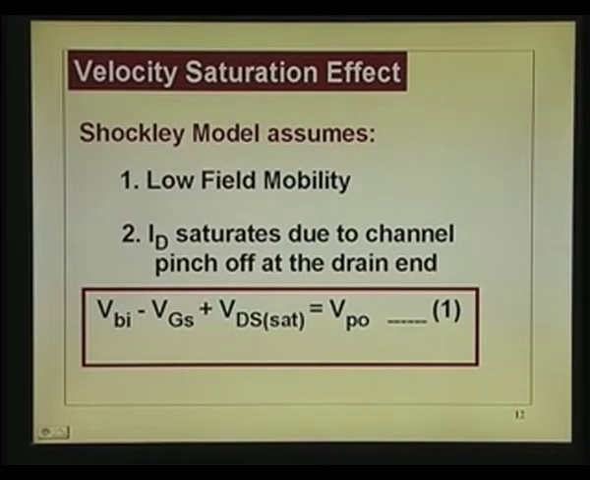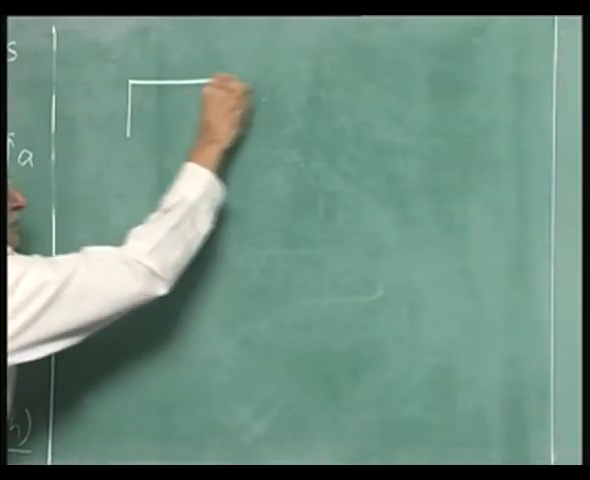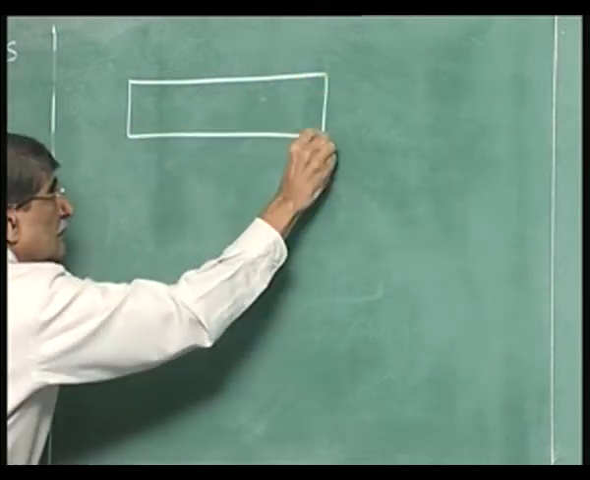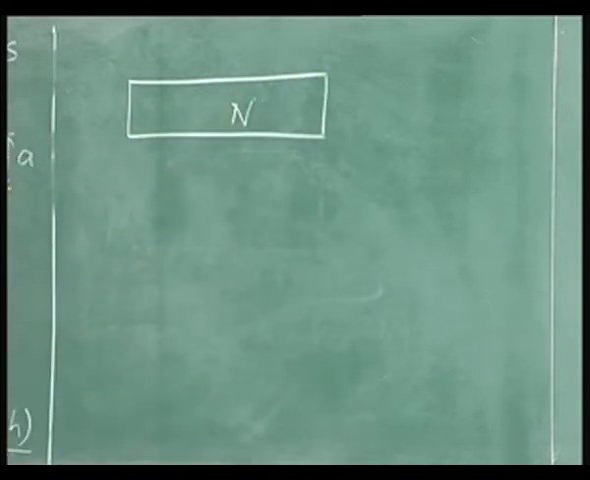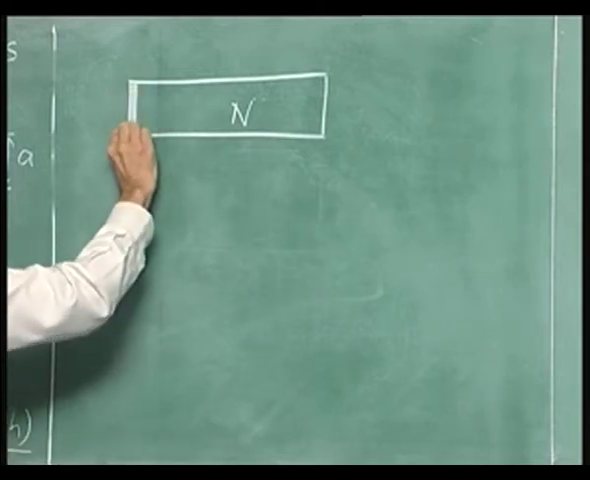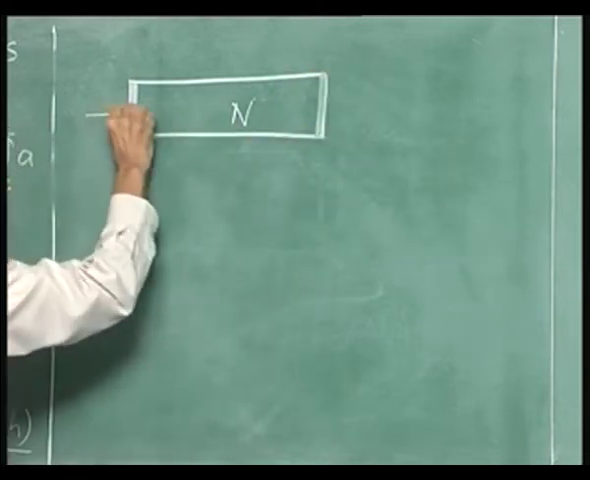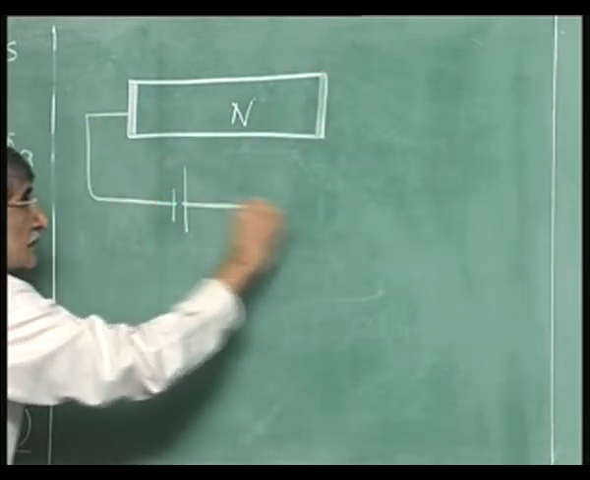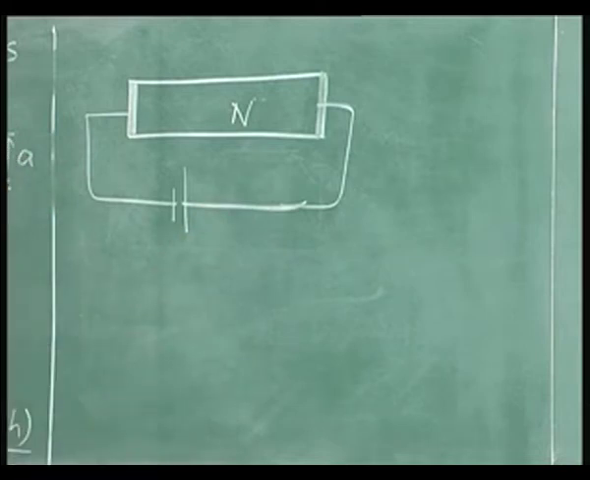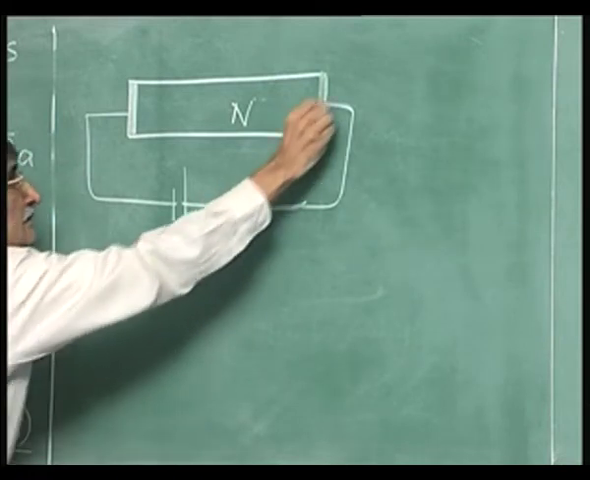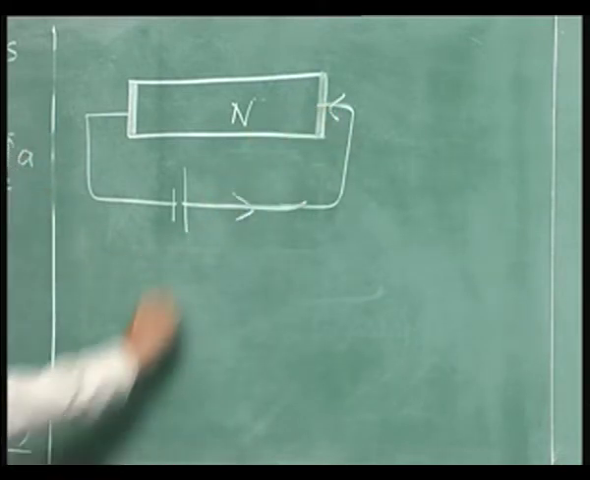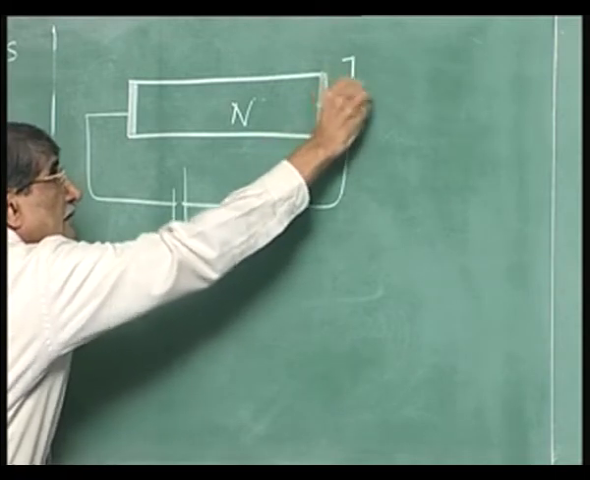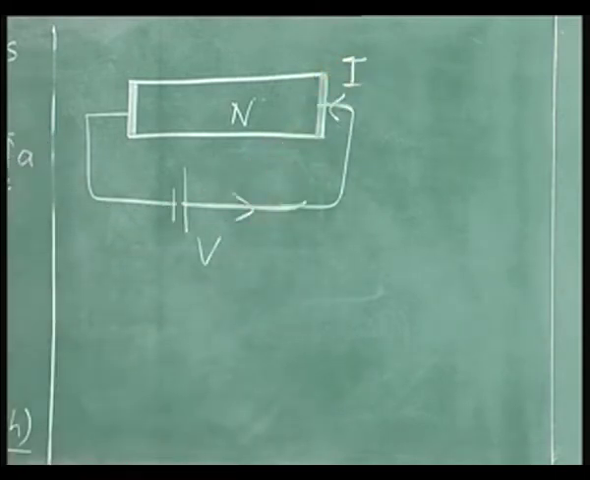Supposing I take a resistor like that, N type semiconductor, not a metal, not a carbon resistor or anything, and I put a contact here. I apply a voltage here, you will get a current through that like that. This is voltage, this is current. This is the resistor.